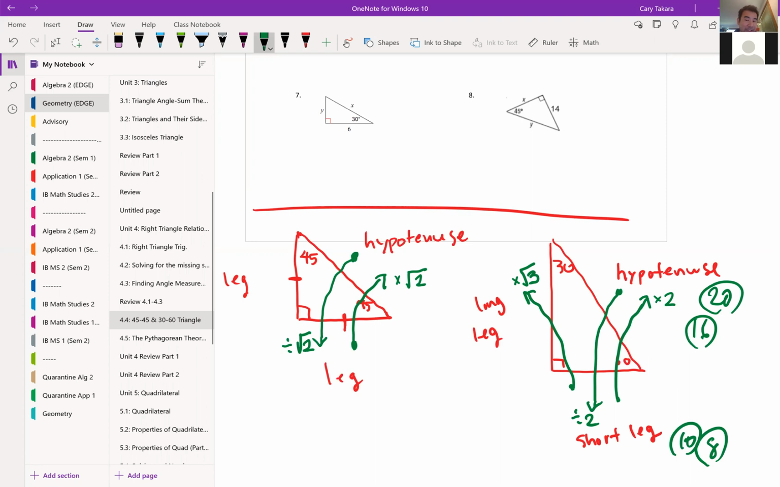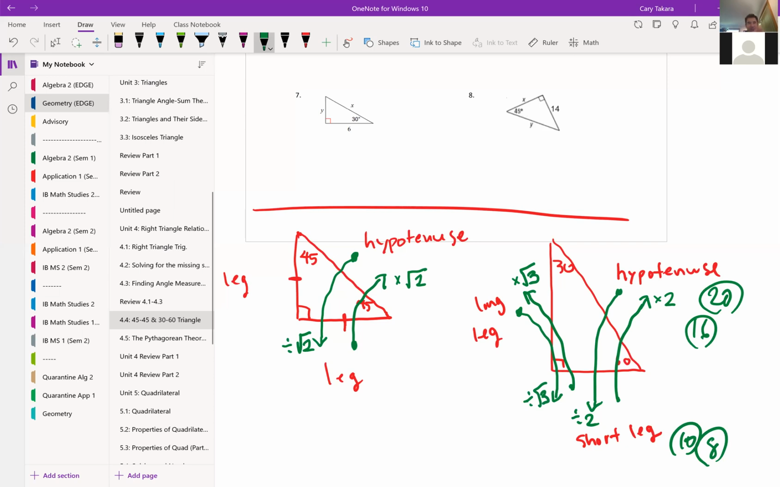And let's say you know the long leg, but you want to figure out the short leg. What do you think you have to do? You have to divide by square root of 3. Okay, does that make sense?